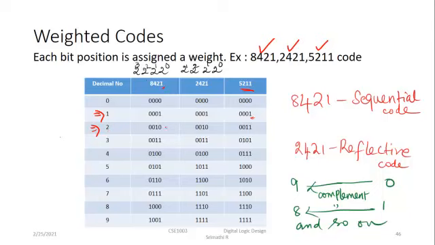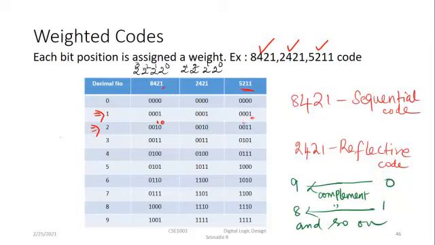See, if I make this 1, then it will be 2 power 1, whose weight is 1. Am I right? I cannot make this 1 because 2 power 1 is 2. So if both the weights are there, it is 2 plus 1, and if I add, that becomes 3, the decimal number. So I cannot make this 1. I will make this 0 and this 1. Again, in the same case for 2421 also, this is 0010.